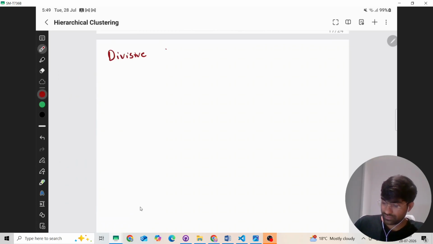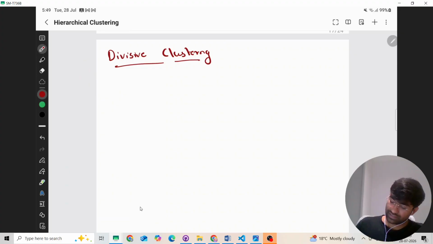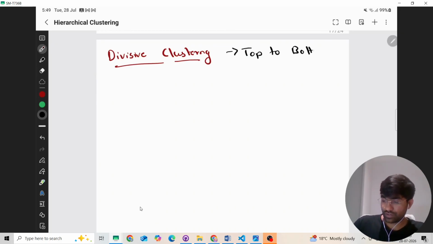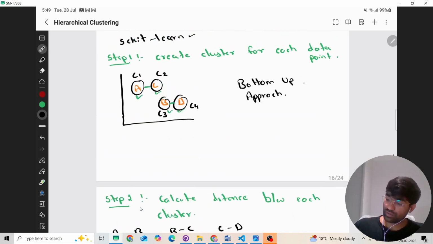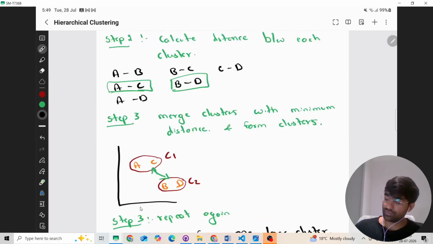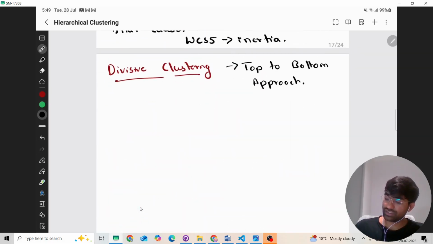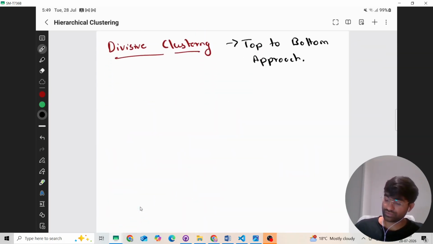Divisive clustering. See, this is very simple. This is top to bottom approach. Agglomerative is bottom to up. This is top to bottom approach. That was bottom to up approach, but divisive is top to bottom approach.